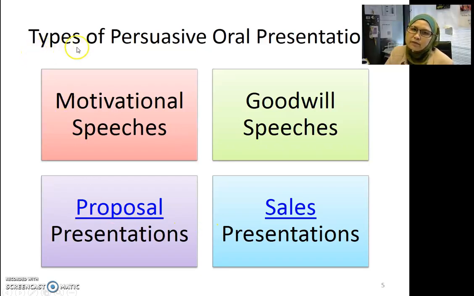So here are different types of persuasive oral presentations. We have motivational speeches, goodwill speeches, proposal presentations, and sales presentations. Motivational speeches and goodwill speeches are considered persuasive oral presentations, but you will not be required to come up with these types of speeches. You can read up on these two types from the textbook. Alternatively, you can Google them.